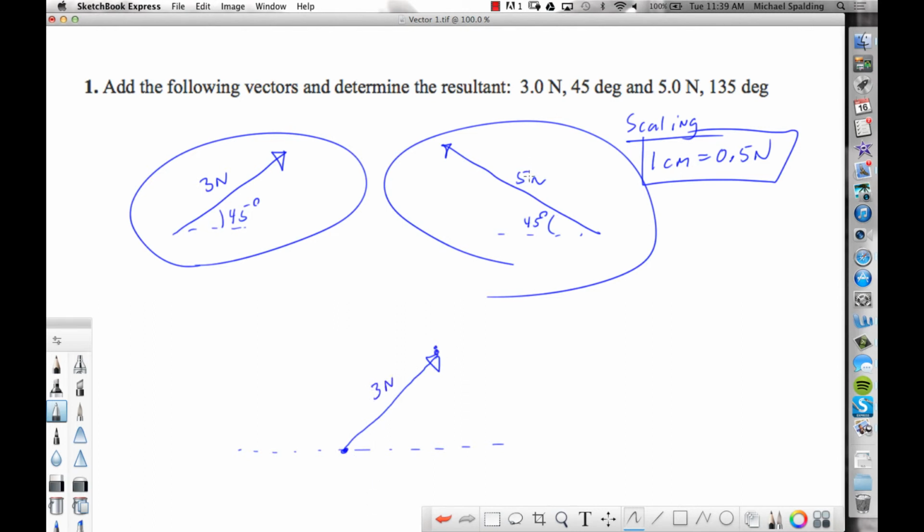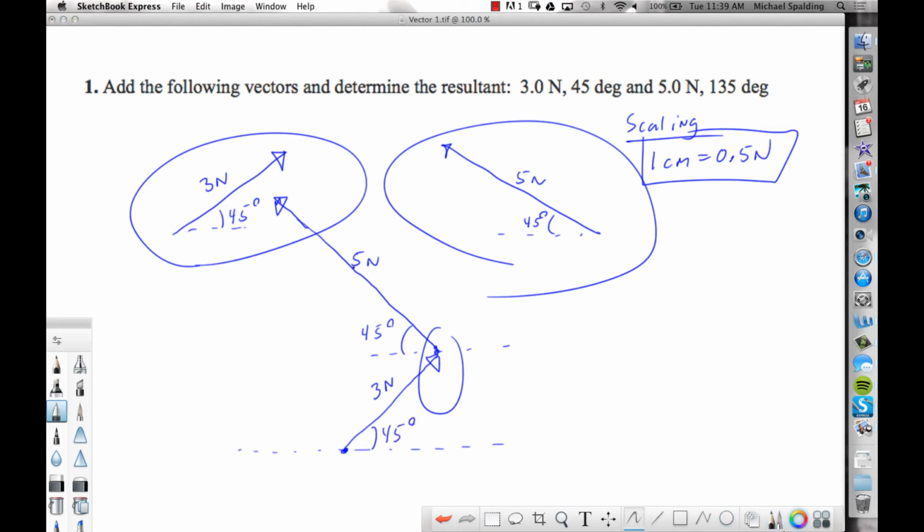Then, the 5 newtons. How do we add vectors? We place them together how? Tip to tail. Now the next one's going 45 degrees off the horizontal like this. So you mark off 45 degrees. Now how long are we going to make this one? 10 centimeters, because it's longer, 5 newtons. Okay, so we place them together, tip to tail, show your angles, 45 degrees, 45 degrees.